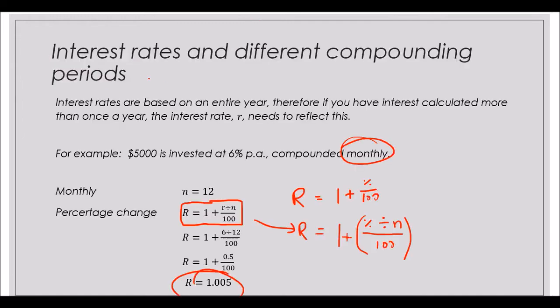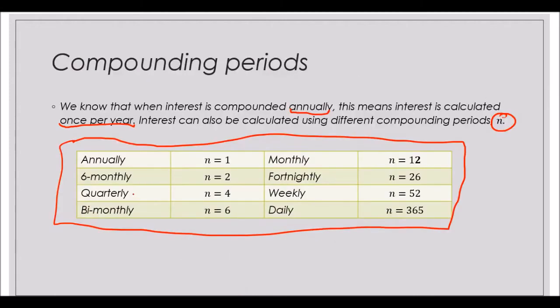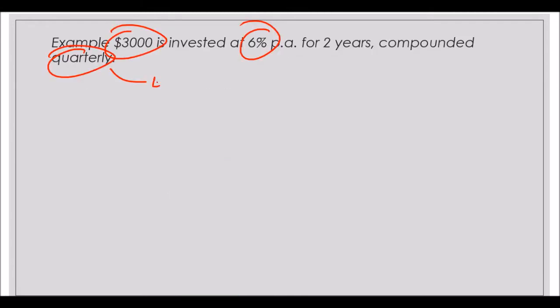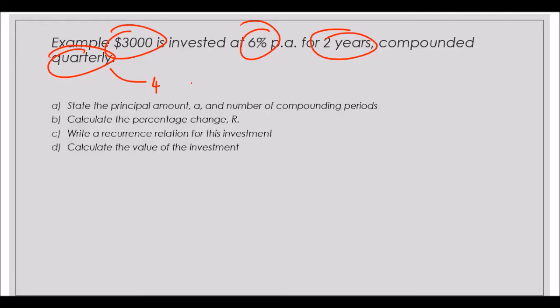So if you look back at quarterly, how many compounds is that? The n value is going to be 4. So that means that quarterly means it's going to be 4. So I'm going to circle important things: 3,000, 6%, 2 years, compounding quarterly. Okay, so keep those important numbers in mind.